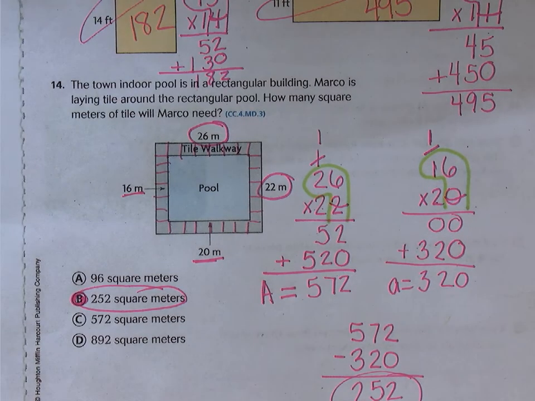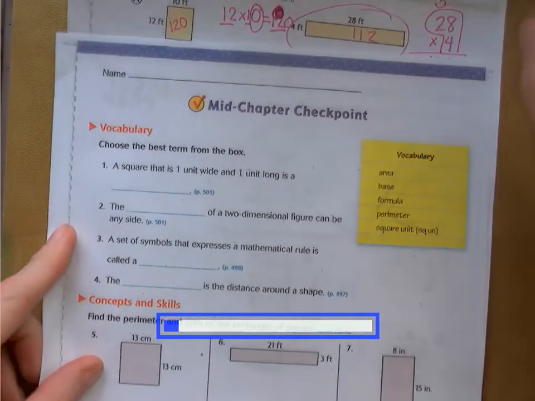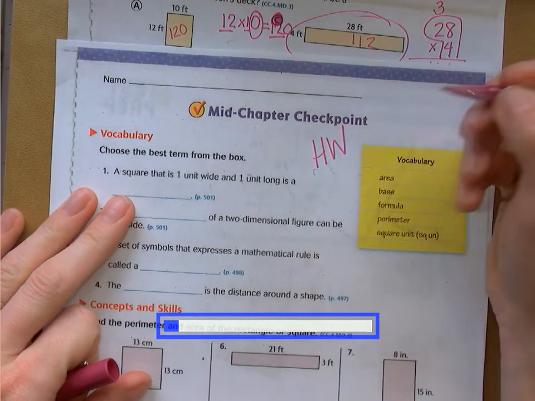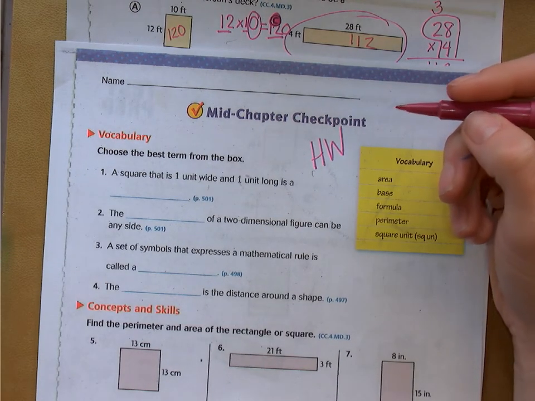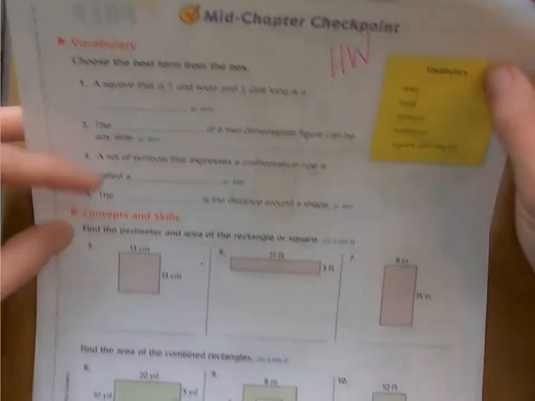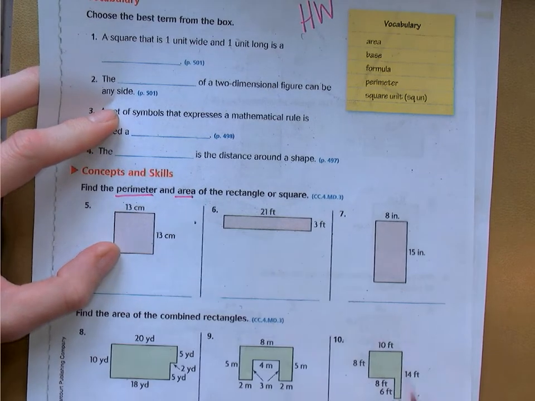All right, boys and girls, get out your math book. Turn to page 509. It should look like this. This is your mid-chapter checkpoint. This is your homework, front and back. Do both sides. Show your work down here at the bottom. Find the perimeter and the area of the rectangle.